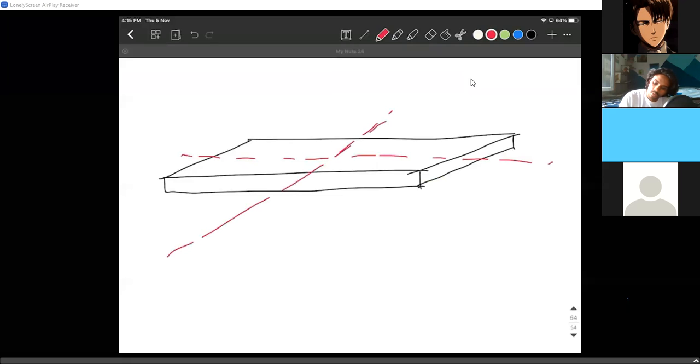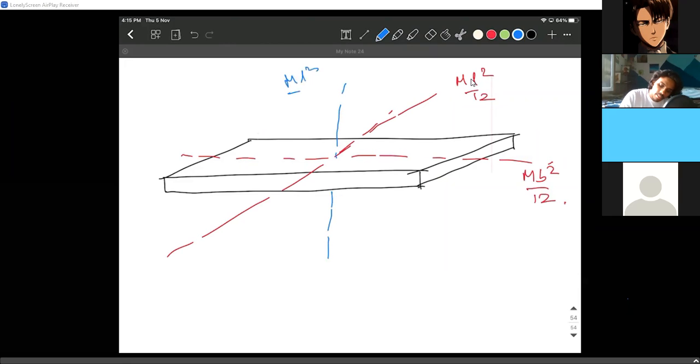You have to stick to a point saying this is ml square by 12, this is mb square by 12. So if you want the z axis, you have to write ml square by 12 plus mb square by 12. That is the only thing that you can do. Yes, sir. Okay, Aditya? Yes, sir.